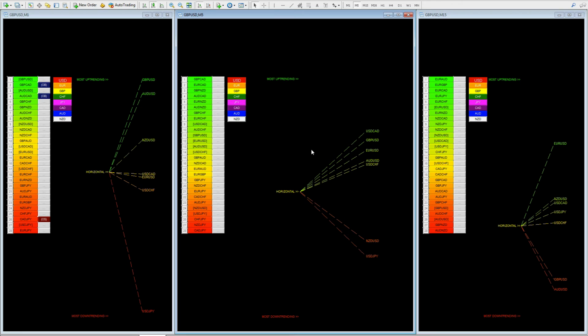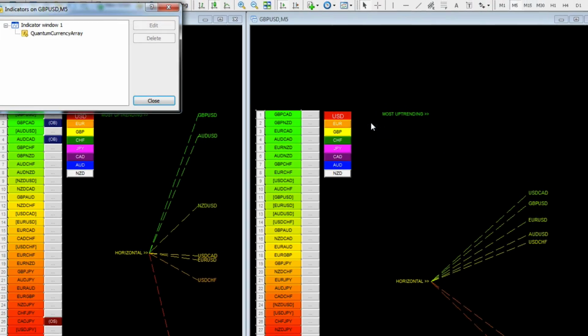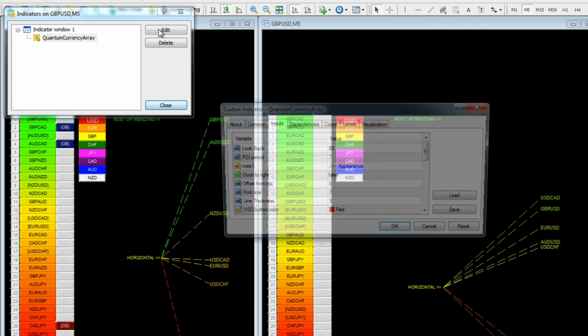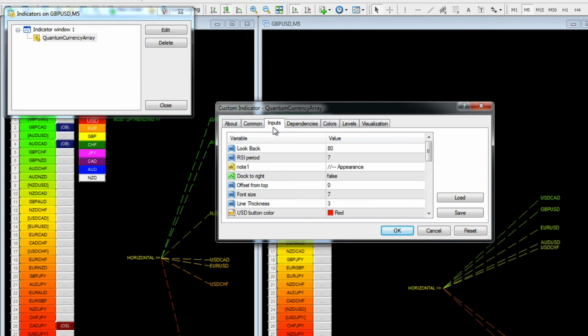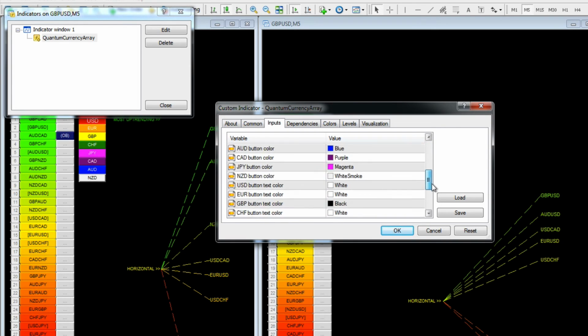Just to finally round off the video, if you do want to change some of the inputs, if we just go into the indicator, go into the edit, here we are under the inputs. You've got various things that you can change, the look back periods, and also the docking of the array itself. You can have it docking to the left, as indeed I have here, or docking to the right. And once you've done that, you can also change some of the colors down here if you wish on the buttons.